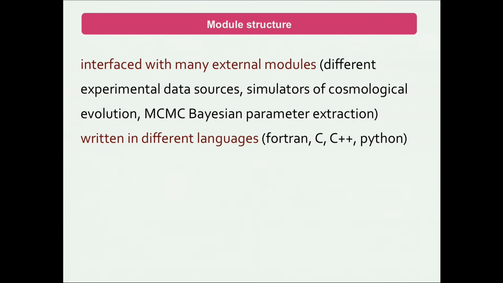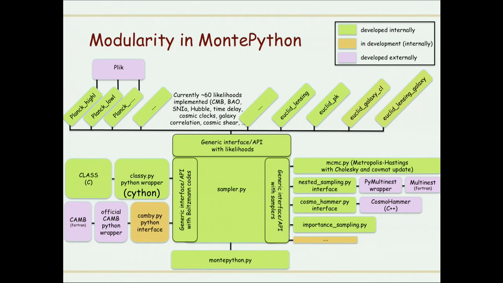So all these modules are written sometimes also in different languages, and they're all integrated within Monte Python. So that's a sort of schema of the modularity of this Monte Python part. That's the part here, for example, integrated here with CLASS, which is a code in C that solves the whole evolution of the background. All the top comes from different data sources. And then there are all different samplers here on the right-hand side.